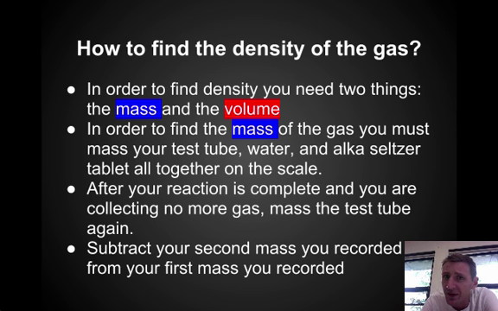In order to find the mass of the gas, you had to mass your test tube, water, and Alka-Seltzer tablet all on the scale at once. So you put them all on and you find the total mass. After your reaction is complete and you're collecting no more gas, you're going to take that test tube and mass it again. Then you subtract that mass you just found after the reaction from the original mass before the reaction. That change was the mass of the gas that you lost. So the gas that left, we actually now have a mass of it. So the mass in your collecting bottle is the difference between these two test tube masses.